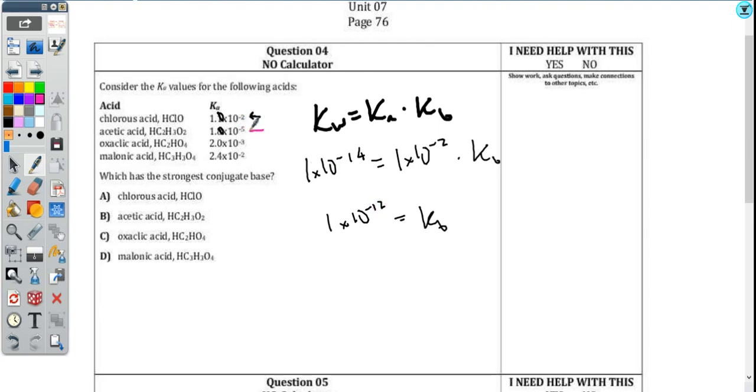I do the same thing here. Again, I'm just estimating the Ka value, but this relationship is still the same.